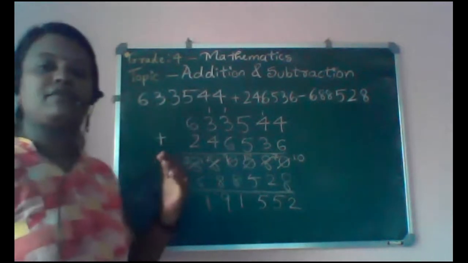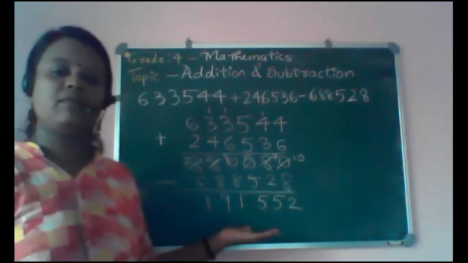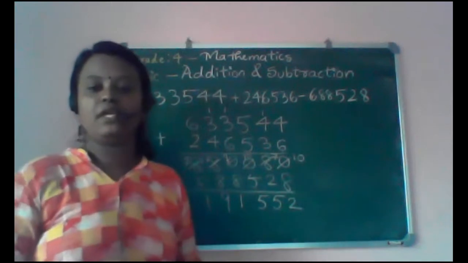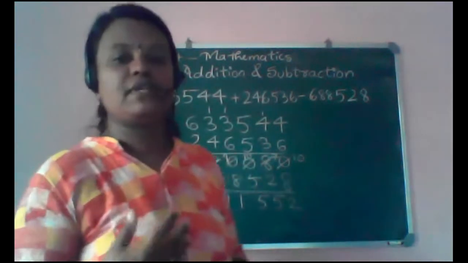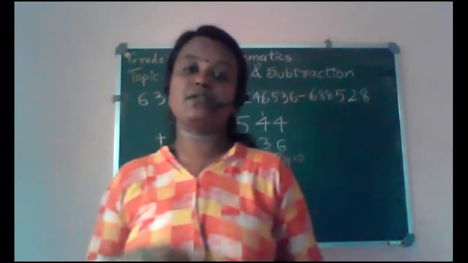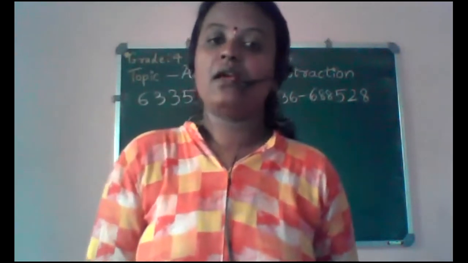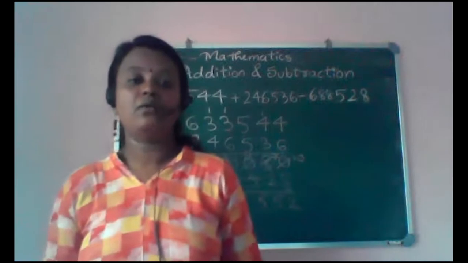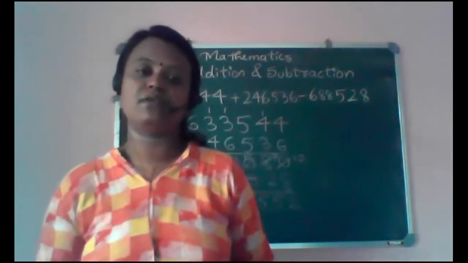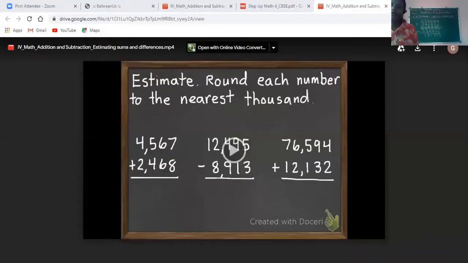So finally, after addition and subtraction, we have got the answer as 1,91,552. In this way, we solve the examples where addition and subtraction go hand in hand, that is, together the tasks need to be completed. Now, let us learn how to estimate the sum and difference of the given numbers. So here is a short video to explain estimation. So let us listen.